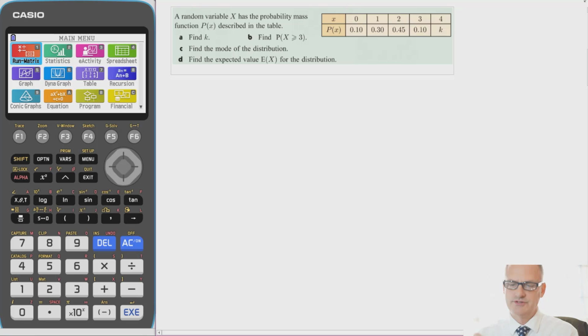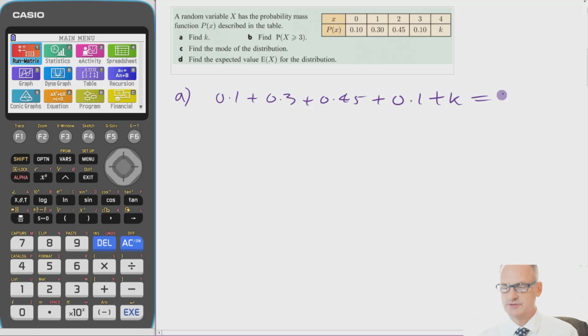Okay, in our second question in this series, we've got a random variable x with probability mass function p of x, described by this table, and we want to find k. So all these values here must add up to 1. So for part A, we know that 0.1 plus 0.3 plus 0.45 plus 0.1 plus k must equal 1. So let's add these up. That's 0.4, and that's going to be 0.5. So it's going to be 0.95 plus k will equal 1. So therefore, k will equal 0.05.